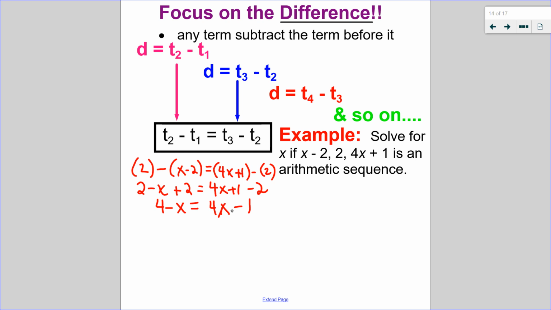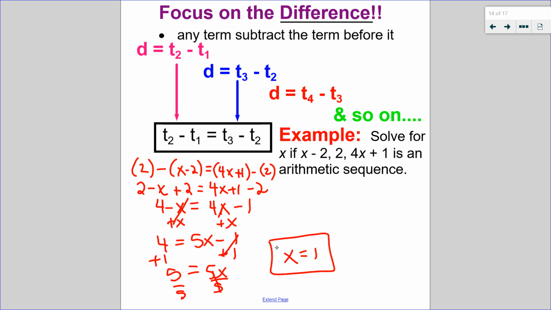So I think this is a little bit easier than the other way of doing it. I now have a linear equation which I'm going to solve by getting my x's on one side and my number on the other. And then you see 5x equals 5, divide both sides by 5, and you get a solution that x equals 1. So this method I think is a little bit easier, but either way is fine.